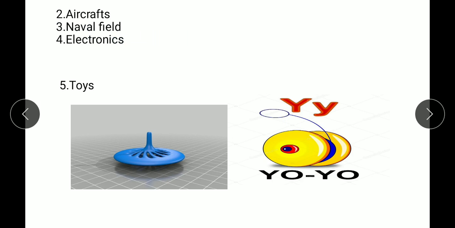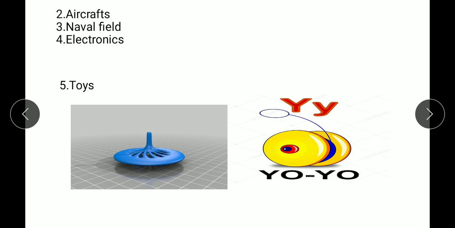Next, coming to the aircrafts. In aircrafts, gyroscopes are used for changes in direction and altitude. Gyroscopes are used for changes in direction and altitude. So direction changes, and at the same time altitude.